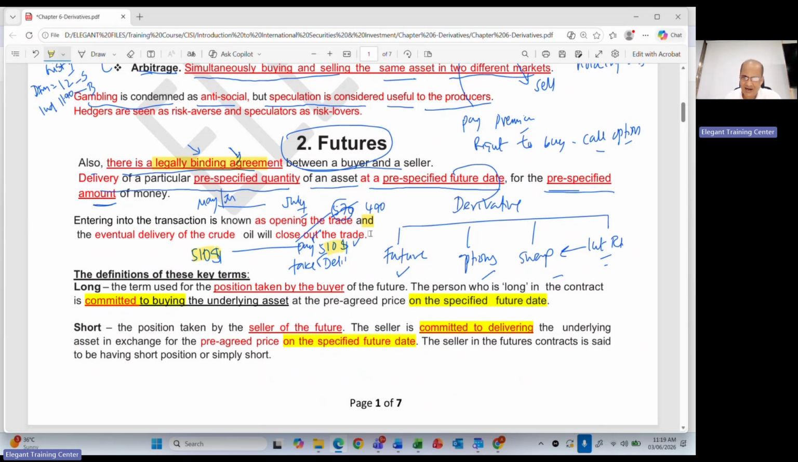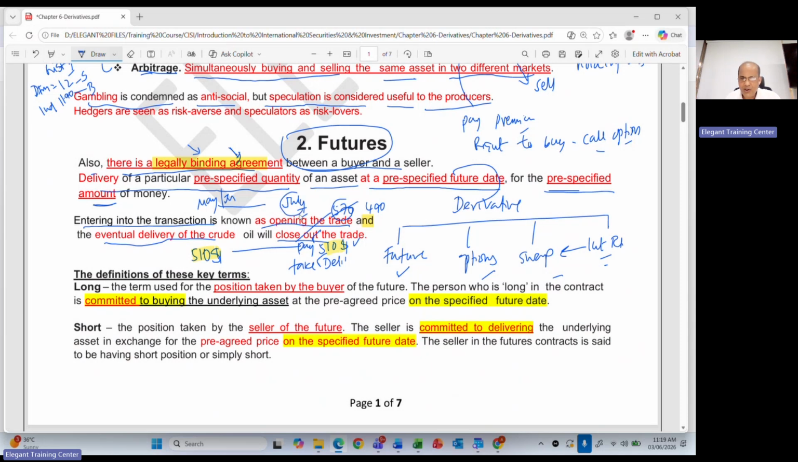You have to buy. That's called legally binding. So a future is a legally binding contract. You cannot say I don't want it. We are discussing this in detail going forward. Entering into a transaction is called opening the trade. The first transaction, when you buy a gold future, is called opening the trade. And eventually delivery is called closing out the trade.